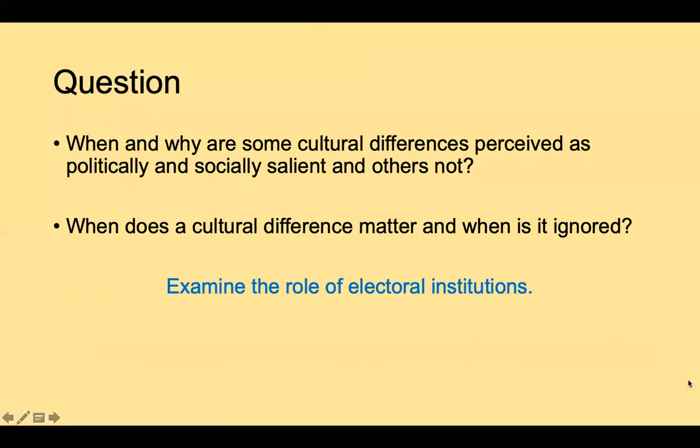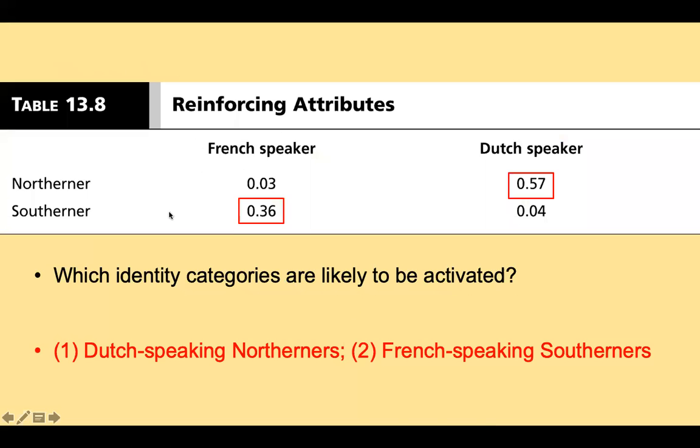Now, the question arises: when and why are some cultural differences perceived as politically and socially salient and others not? And when does a cultural difference matter, and when is it ignored? This is a question that's not addressed by what we've discussed so far. So far, we've assumed that all cultural differences can become politically and socially salient. Notice that here we're assuming that both language and region are important, and equally important, and therefore the groups that are likely to be activated will be defined based upon language and region.